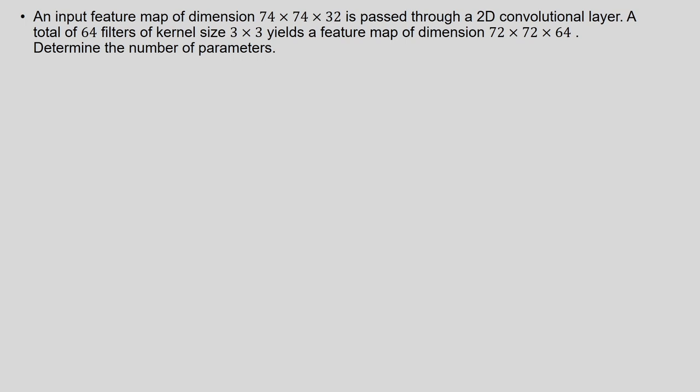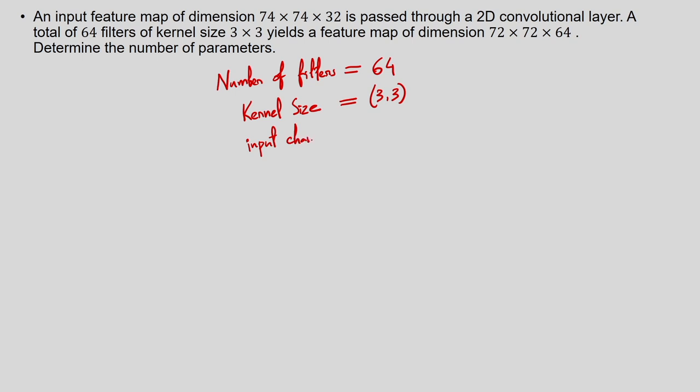Here an input feature map of dimension 74x74x32 is passed through a 2D convolutional layer with a total of 64 filters of kernel size 3x3, which yields a feature map of dimension 72x72x64. We have to determine the number of parameters. For that, the number of filters is 64, kernel size is 3, and input channels are 32.